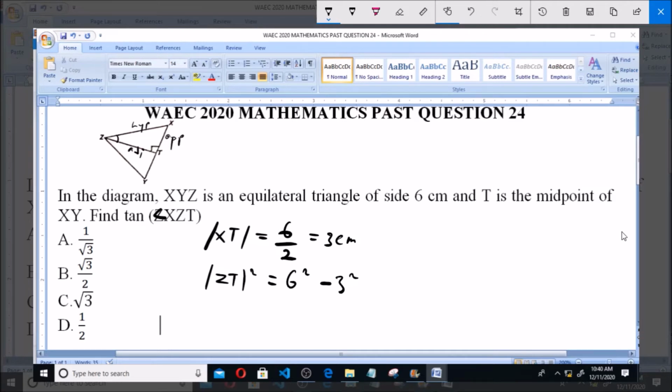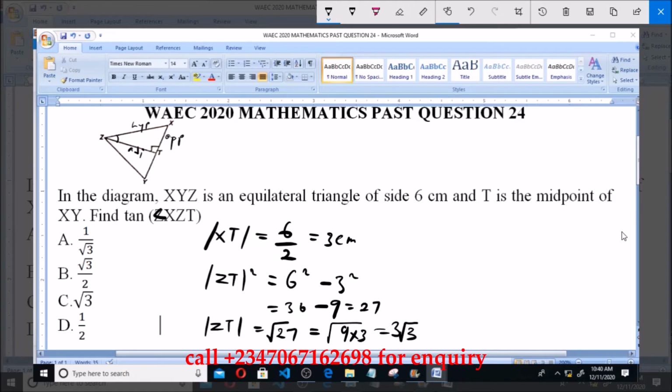So line ZT squared will be equal to 36 minus 9, and that is equal to 27. So ZT is equal to the square root of 27, and that is equal to the square root of 9 times 3. 9 times 3 will give us 27, and the square root of 9 will give us 3. So we have 3 root 3. So now we have the adjacent side to be 3 root 3. Meanwhile, the opposite is equal to 3 cm, and then the hypotenuse is 6 cm.